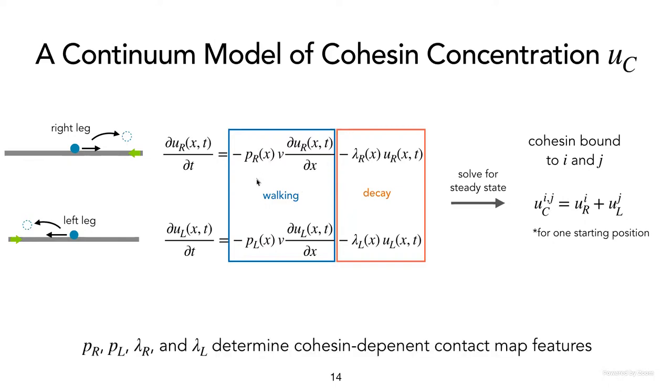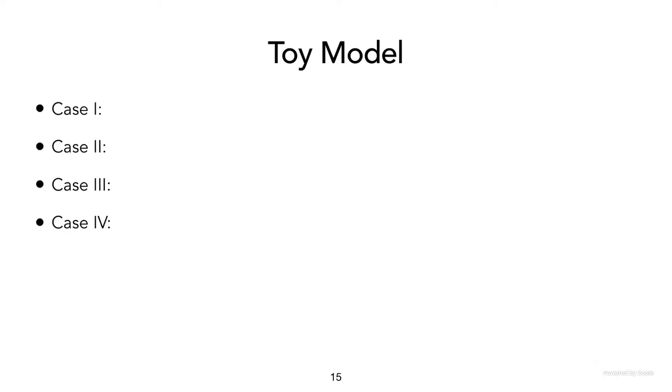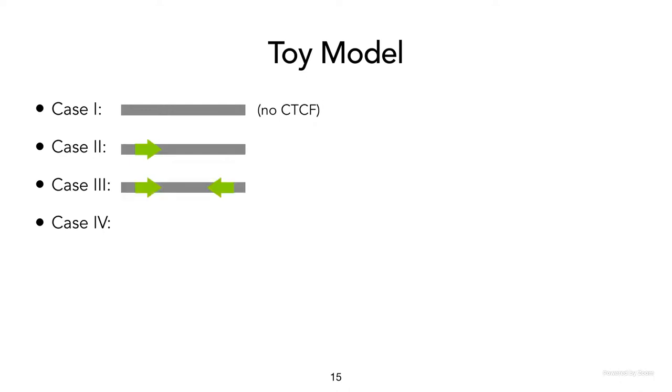Now, let's look at the equation here again. We can see that these two equations involve parameters that depend on the sequence, namely the slowdown of the right and the left leg and the decay of the right and the left leg. So these four parameters should be the ones that determine cohesin-dependent features of the contact map. To convince you, let's look at the toy model. We'll first look at what happens when there are no control points. Then we will add one control point. And then we will have two convergent control points, which should result in a TAD. And then we will also look at what happens if we add one more control point.